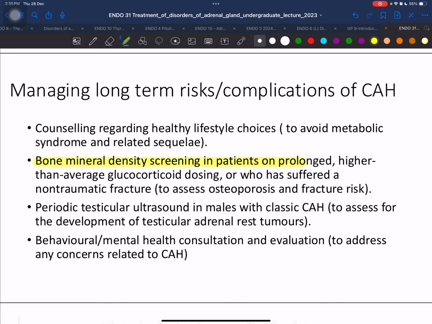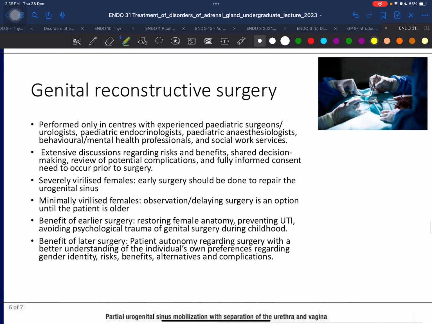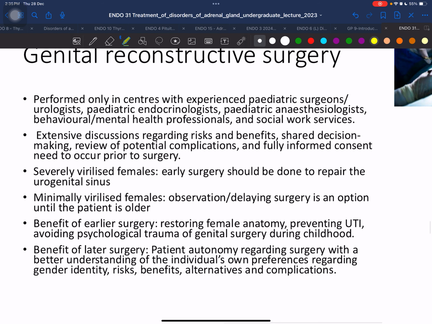Now, in severely virilized females, early surgery should be done to repair the urogenital sinus. For minimally virilized females, sometimes observation is an option until the patient is much older. There are benefits of earlier surgery, as you can read there, and also of later surgery.